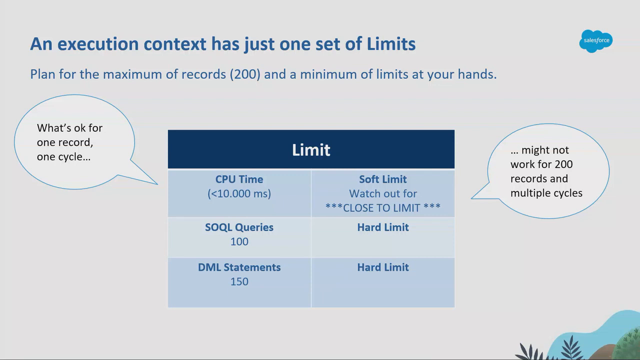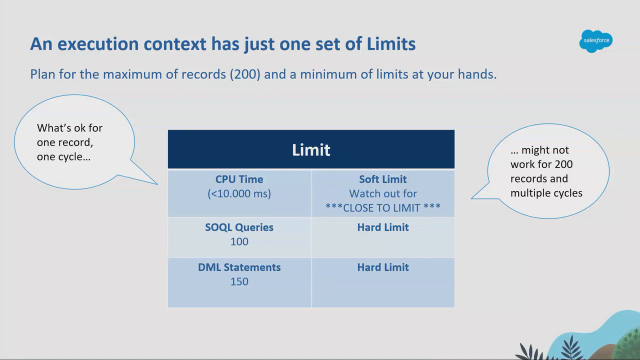transaction, regardless of the number of records that go in, regardless of the number of managed packages that you have in the org. So it's still 10,000 milliseconds, 100 SOQL calls, 50,000 rows returned from the SOQL calls, and so on, regardless of the executed unit in this transaction. So you want to have the transaction quite flat.